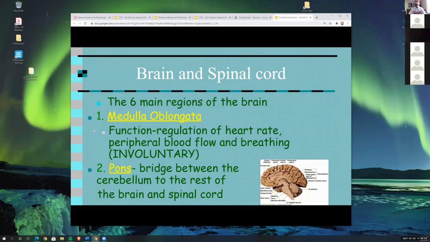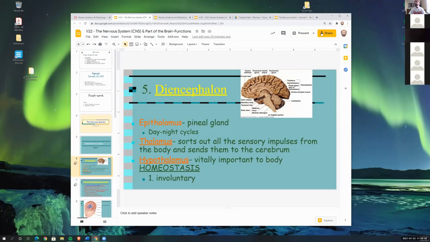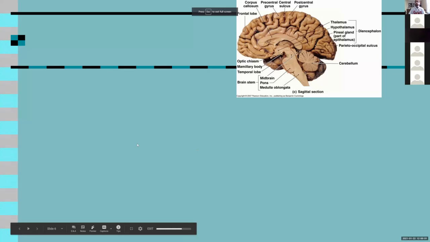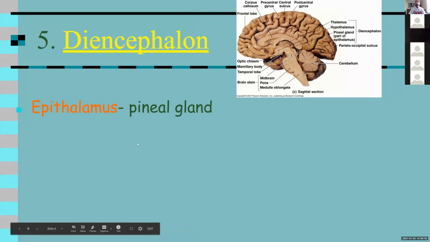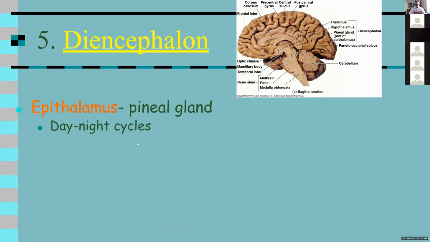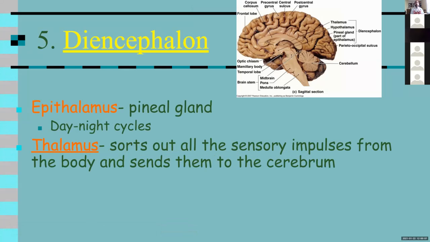Let me go back to our notes. And we were continuing in the diencephalon. So please continue your notes right where you left off, right under epithalamus, pineal gland, day-night cycles. Please write the word thalamus.